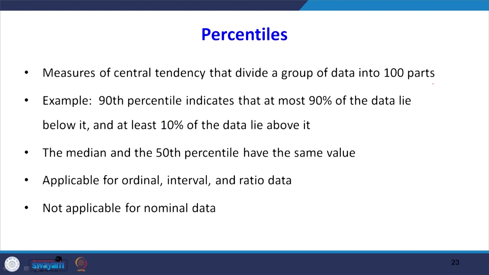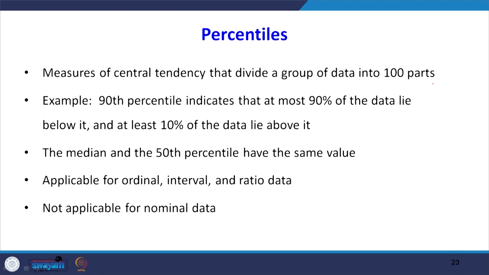Now we will go to the next one, which is percentile. You might have seen some of the CAT examination scores, your GATE examination scores, their performance is expressed in terms of percentile, not percentage, because percentile has some advantage over percentage. Percentage is an absolute term, but percentile is a relative term. The measure of central tendency that divides a group of data into 100 parts is called percentile.